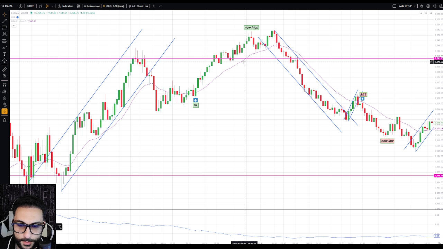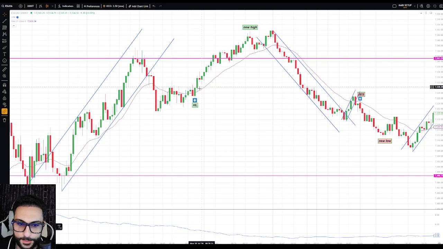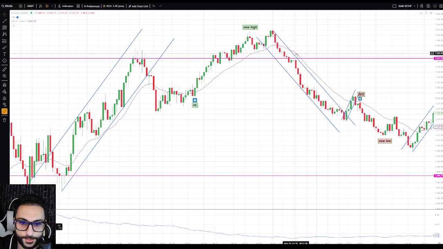For most of the positions I take, I like to take entries at the EMA after the corrections are over. So here we just had a break, we had a new high, and now we're going to see what the price is going to do. Usually when a trend has a break in a new high, we can either have a consolidation, a reversal, or we can continue trending higher.